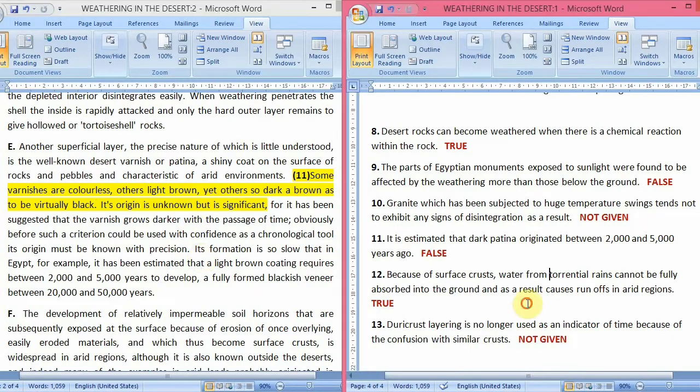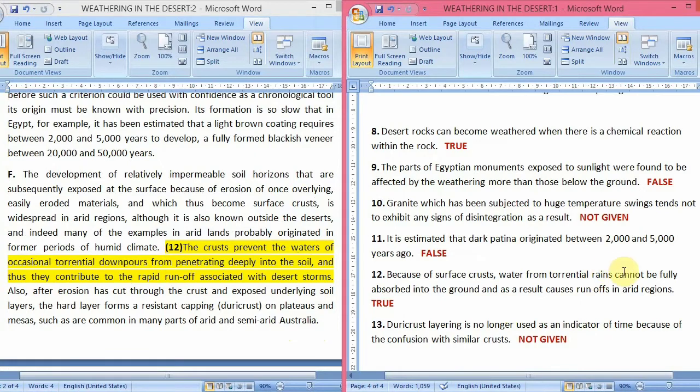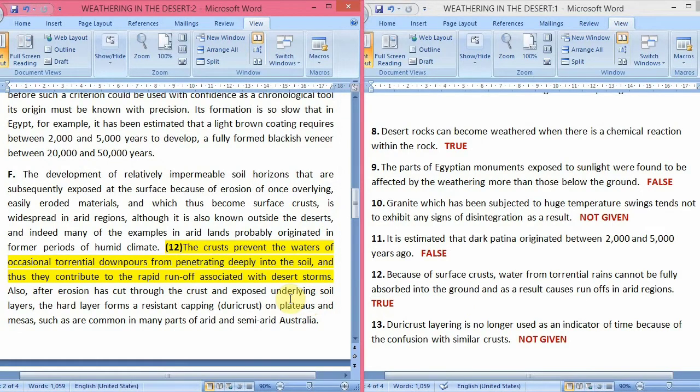Okay, so now the 12th question. Because of surface crusts, water from torrential rains cannot be fully absorbed into the ground, and as a result causes runoffs in arid regions. This we have read somewhere in the passage. Let's see. Yeah, it was in the F paragraph, because they were talking about surface crusts, and they were saying that the water from the occasional torrential downpours, which means the water from the torrential rains, could not be penetrated deeply into the soil, which means it cannot be fully absorbed into the ground. Yeah, it is true up till this, and as a result causes runoffs in arid regions.